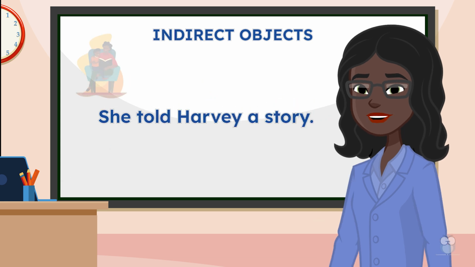Here's one more sentence. She told Harvey a story. Direct object? Story, because that's what she told. Story receives the action of the verb told. Indirect object? Harvey, because Harvey is the one to whom she told the story, and Harvey comes after the verb and before the direct object. Easy, right?